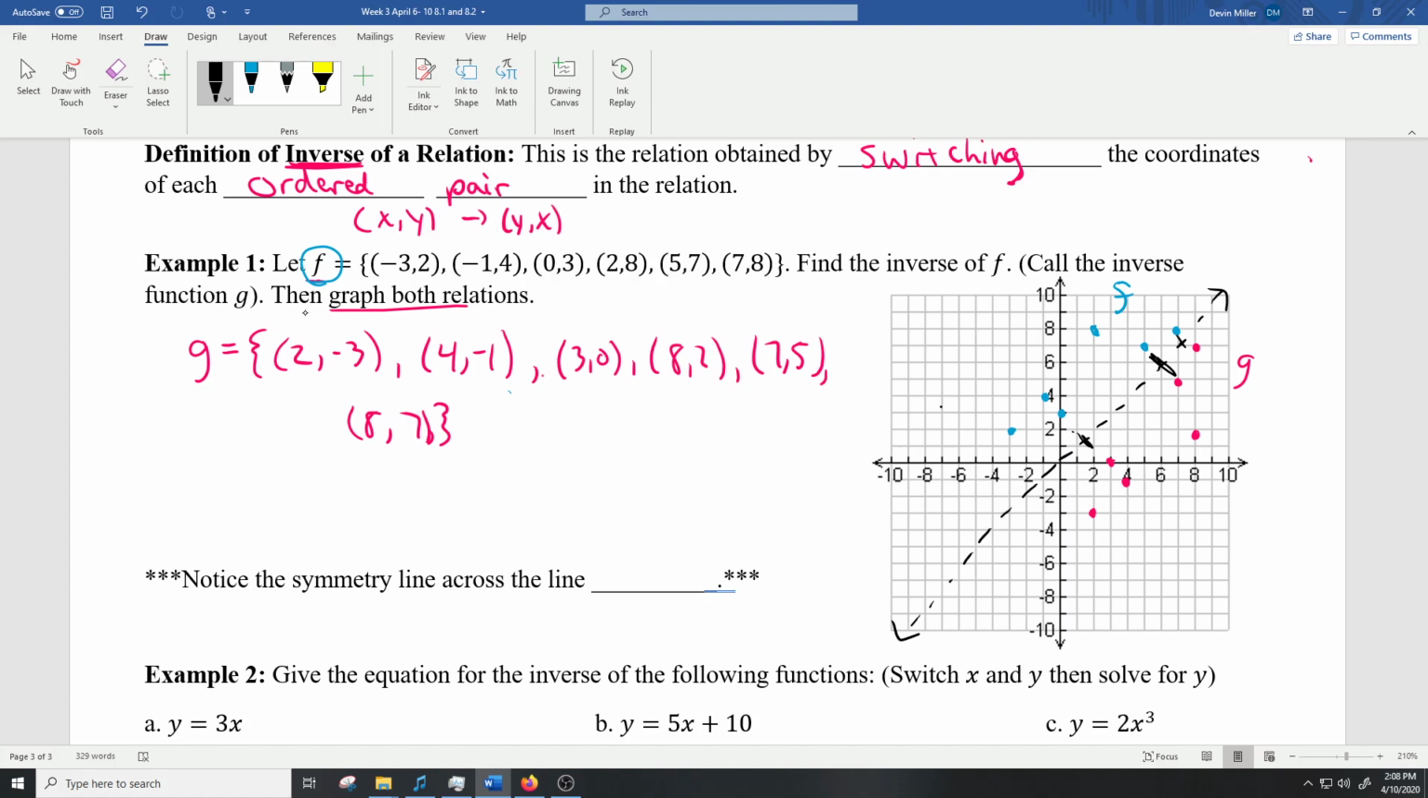What is the symmetry line called? This dashed line that I just drew is called y equals x. That's the graph. Every y value is equal to the same x value, so it goes through (1, 1), (2, 2), (3, 3), and so on.